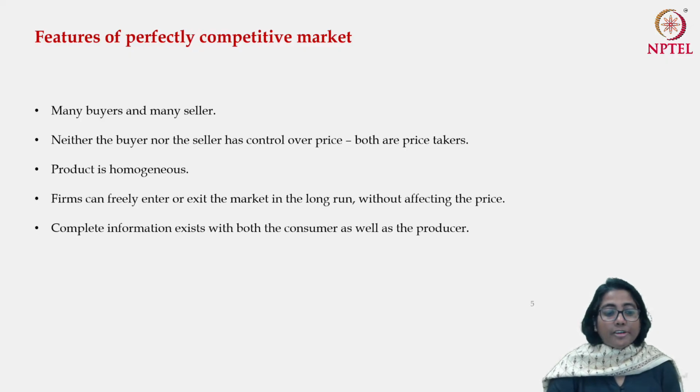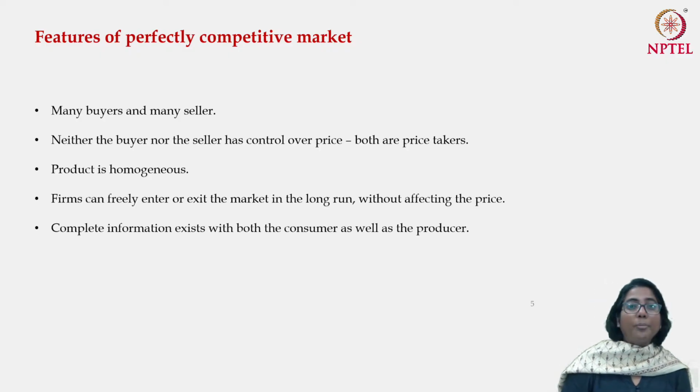The fifth one, which is extremely important, says that complete information is very, very important for the perfectly competitive market to exist. If there is information asymmetry, if there is a lack of information with the buyer or with the seller, or if there is a mismatch between the information available with the buyer and with the seller, then the perfectly competitive structure breaks down. So this is one very important assumption, and a very strong assumption, I would say, of the perfectly competitive market structure.